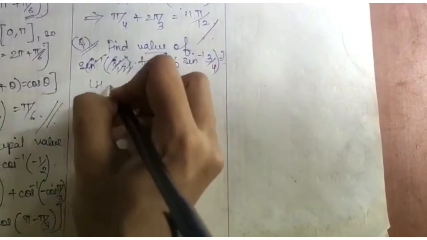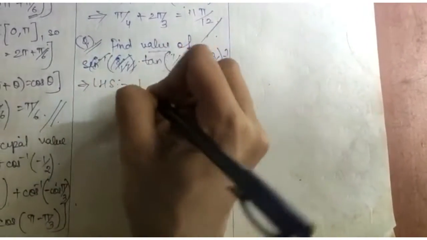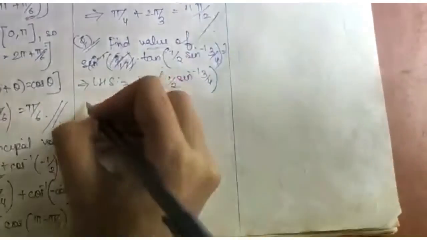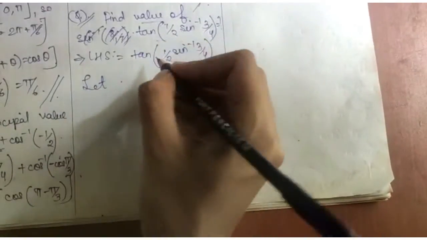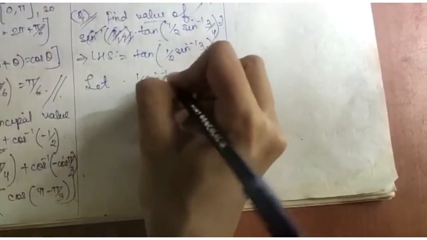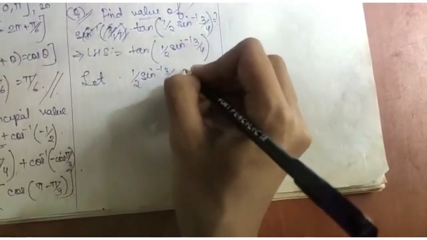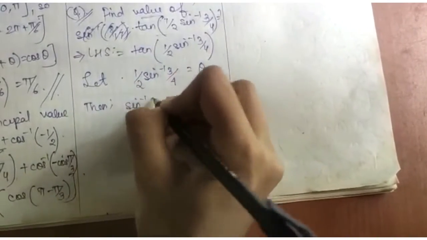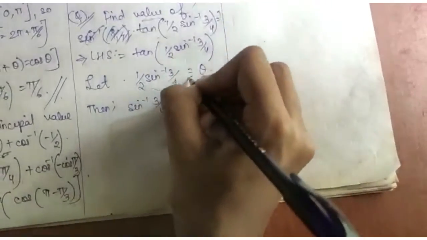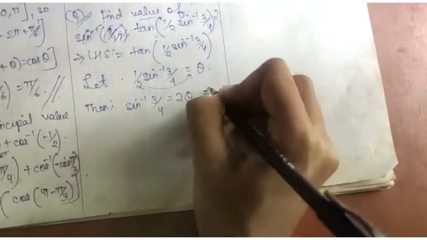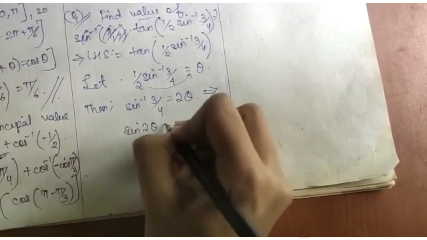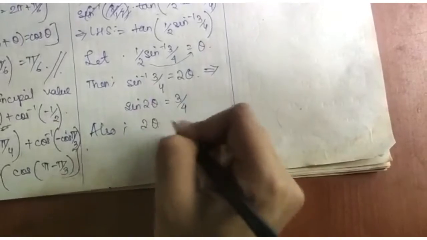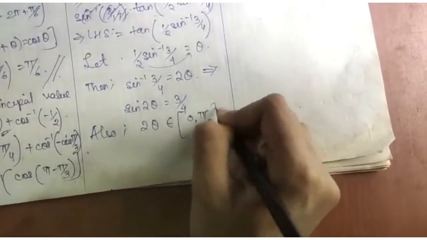Now first of all, starting off by taking the LHS, that is tan of 1 by 2 sine inverse of 3 by 4. How to go about this is, let 1 by 2 sine inverse of 3 by 4 be equal to theta. Then sine inverse of 3 by 4, if 2 goes here, becomes 2 theta. This implies that sine 2 theta is equal to 3 by 4. And also we know that 2 theta belongs to 0 to pi by 2.